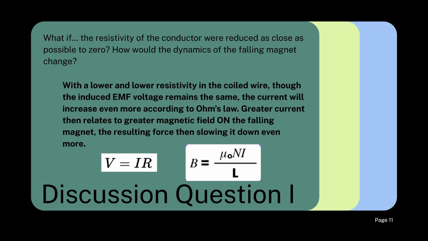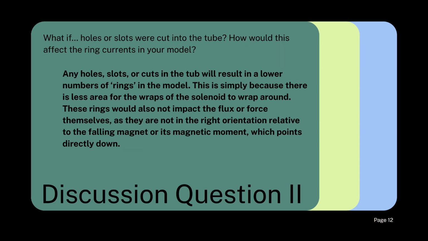So what if the resistance of the conductor were reduced as close as possible to 0? How would the dynamics of the falling magnet change? Essentially, with lower resistance in the coiled wire, the induced EMF voltage remains the same according to Faraday's law. However, the current will increase according to Ohm's law. The greater current will then have a greater inverse magnetic field on the falling magnet, and then the force will be greater as a result, slowing it down even more. So, a more radical difference.